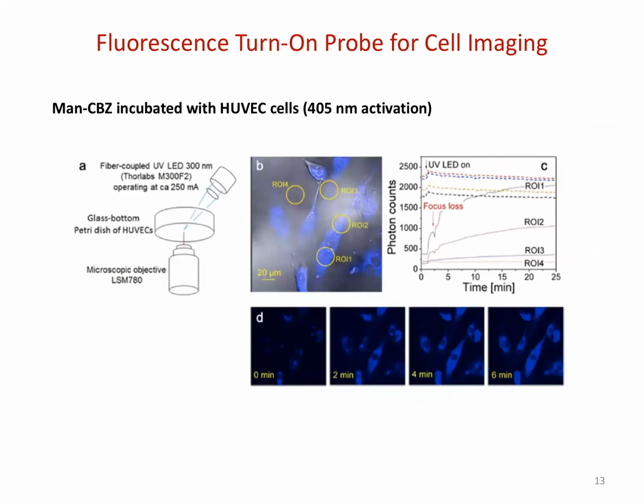So here is on the HUVEC cells. Here's the setup. We have the sample on the stage, and then we come along with an LED fiber, a UV fiber, to activate, to turn on. So you can see the fluorescence increase with the irradiation time. And you can see the cells all light up in this case.